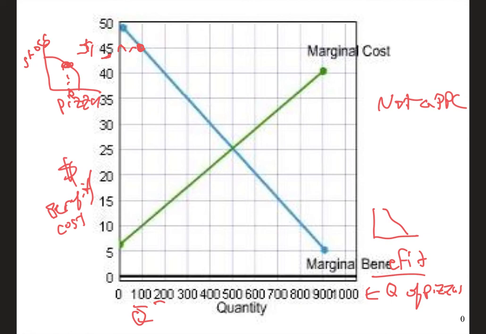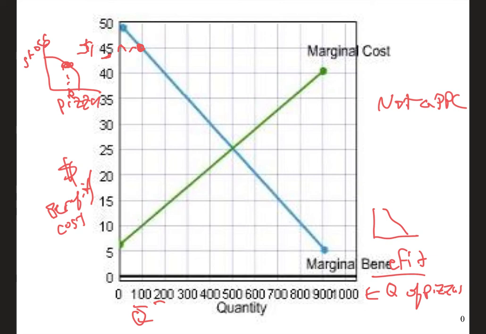Something we notice about the marginal benefit curve is that over greater and greater quantities, marginal benefit tends to decline. By the time you get to the 1,000th pizza, it doesn't taste as good as the first few did, right? We have a diminishing utility, so we end up with a declining marginal benefit curve.